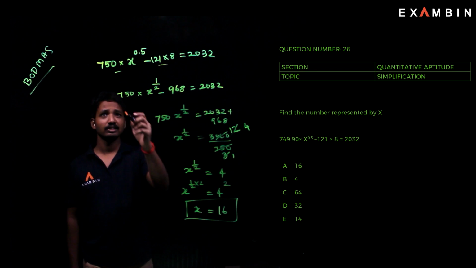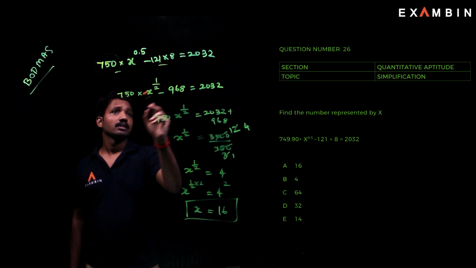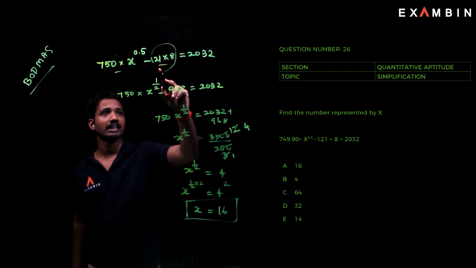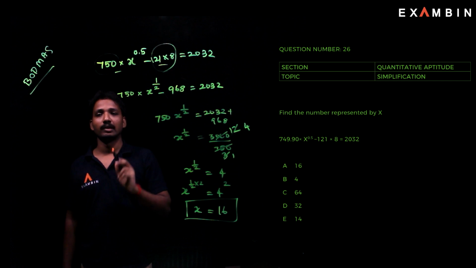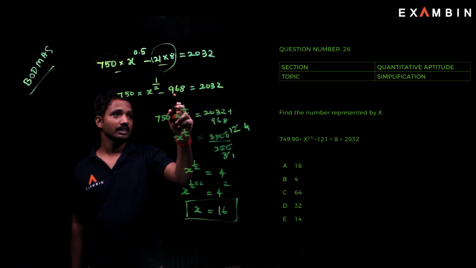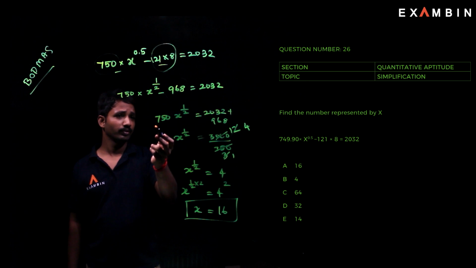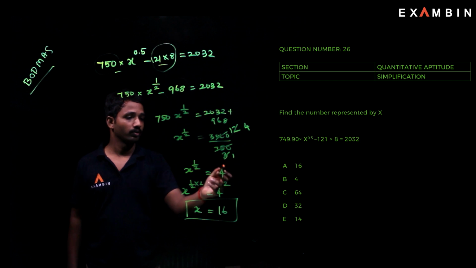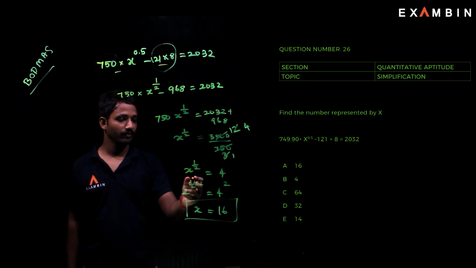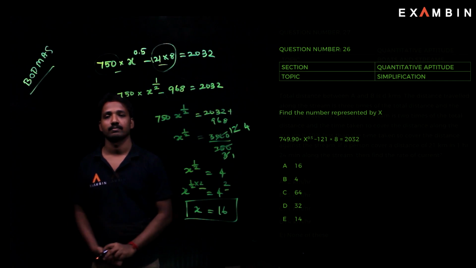I am recapping the things. 749.9 I am taking as 750 and I am doing this 121 into 8 first because as per BODMAS rule we need to give preference to multiplication and division at first. And 968 plus 2032 is 3000, getting this 750 to the denominator of the other side. So x power 1 by 2 is equal to 4, and for arriving at x I am multiplying the power values on both sides by 2. So x is equal to 16.